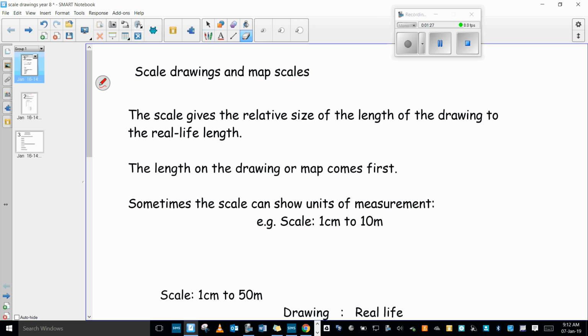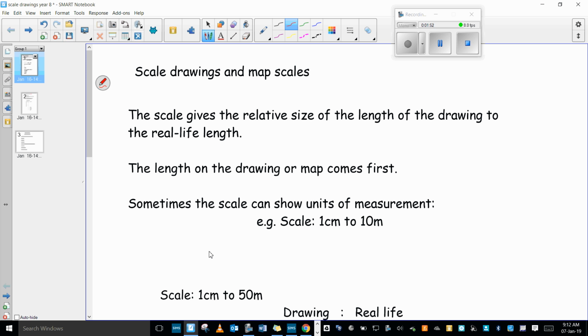Anyway, scales are often written on a map as a ratio, so we need to make sure we understand how these ratios work. The scale gives the relative size of the length of the drawing to the real life. So we'll always have the map length on the left, and then the real life goes to the right. The length on the drawing or map comes first.